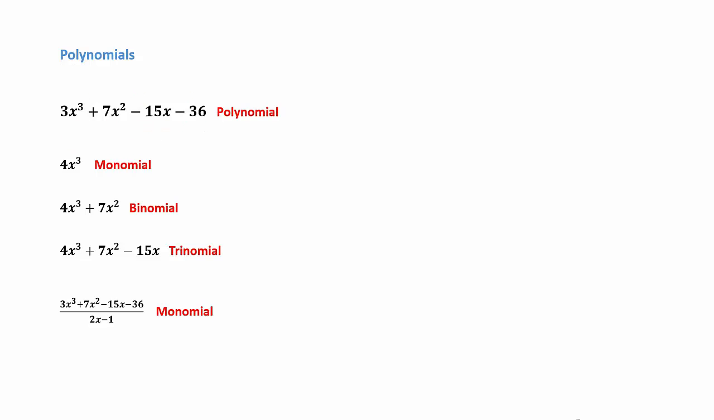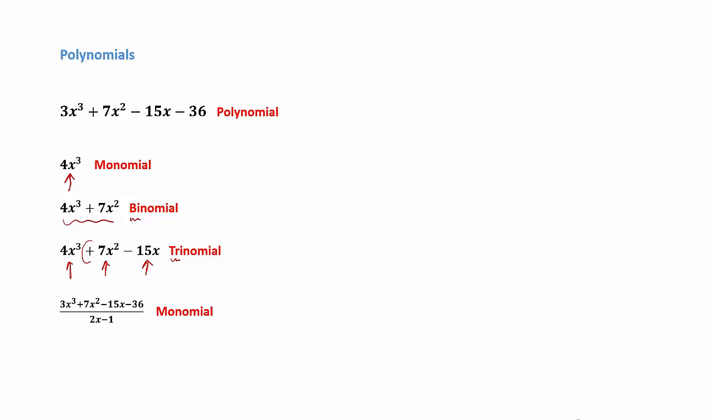If an expression only has one term, it's called a monomial. If it has two, it's called a binomial. Remember, bi means two, like bicycle with two wheels. And a trinomial, tri means three, like a tricycle with three wheels. And a trinomial has 1, 2, 3 terms.